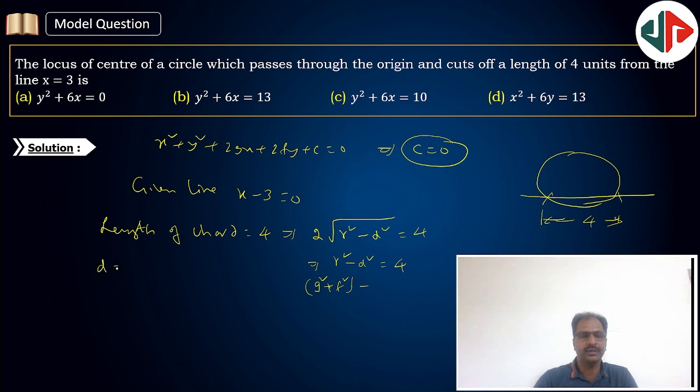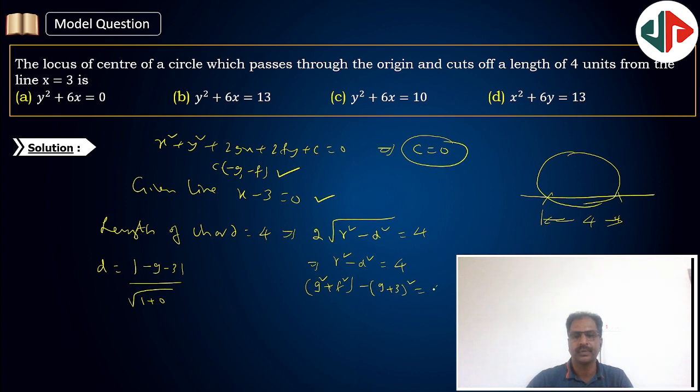What is the perpendicular distance from center? What is center? Minus g, minus f. Perpendicular distance from center to the chord. This is the equation of chord. So d is perpendicular distance between this point and this line, which is mod of ax1 plus by1 plus c by under root x coefficient whole square plus y coefficient whole square. So d square is nothing but g plus 3 whole square, is equal to 4. After expanding and simplifying, you get f square minus 6g minus 13 is equal to 0.